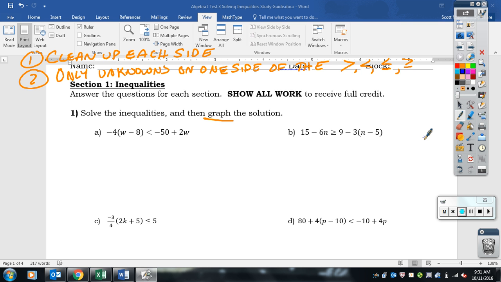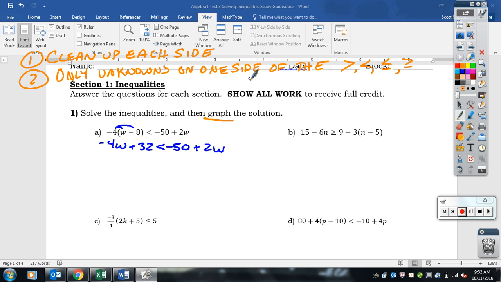I have to clean up each side. The right-hand side is all cleaned up. The left-hand side I have to distribute. Whoosh, whoosh. Negative 4 times W is negative 4W. Negative 4 times 8 is a positive 32. Step one, which is clean up each side, is now done.